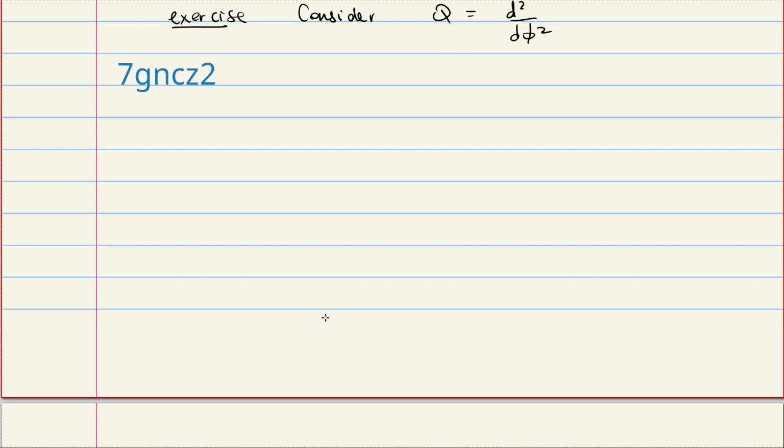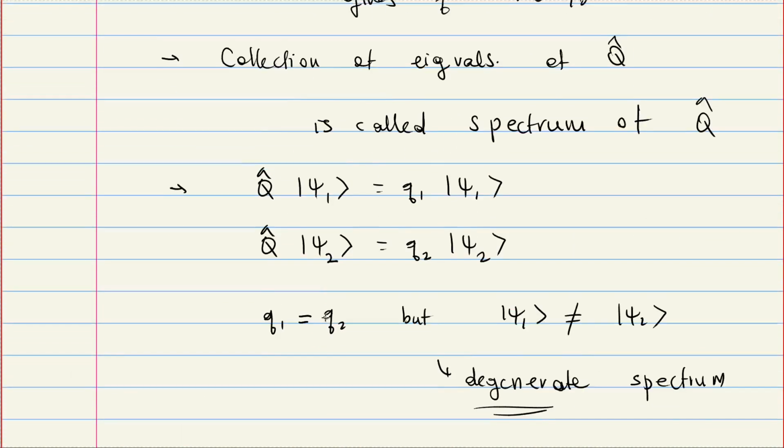So degenerate we introduced here, right? We say, if we have two eigenfunctions, psi1 and psi2, and they have eigenvalues q1 and q2, if q1 and q2 are equal, whereas psi1 and psi2 are distinct, we call it degenerate. That's the definition. So if two different eigenfunctions have the same eigenvalue, that's degeneracy.